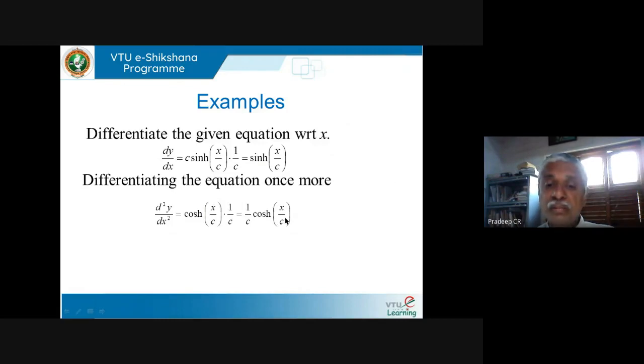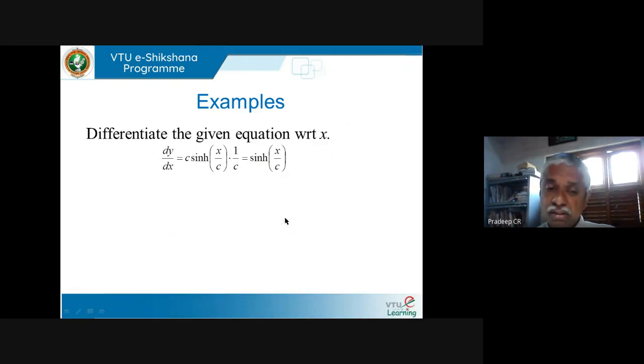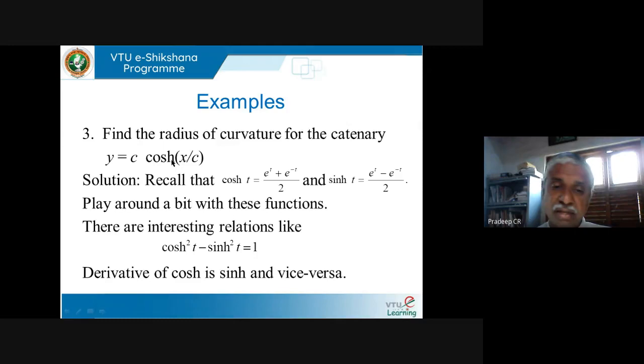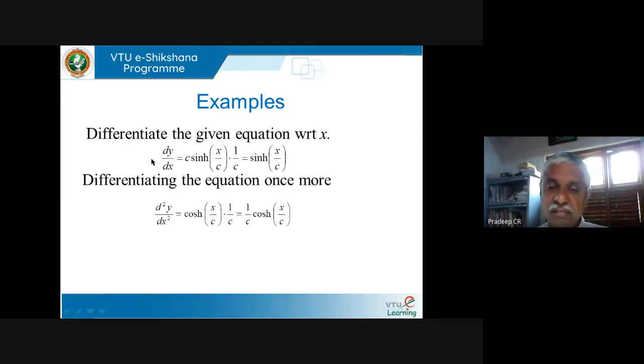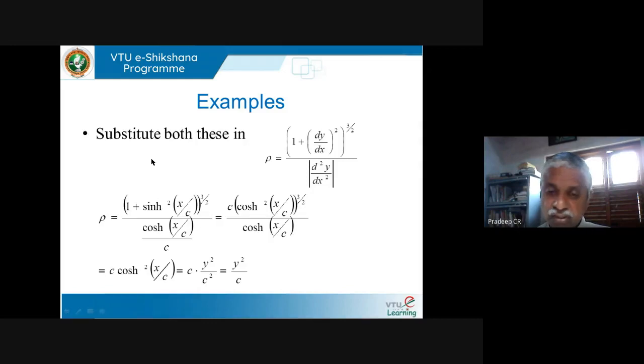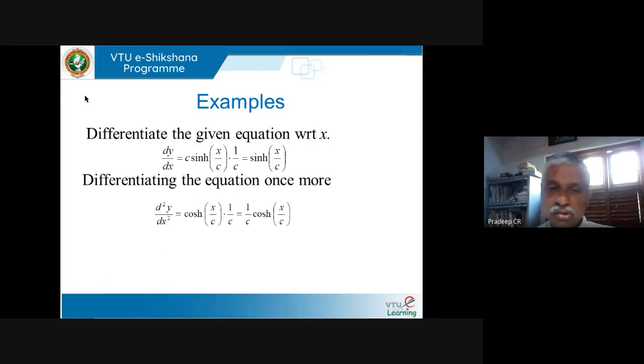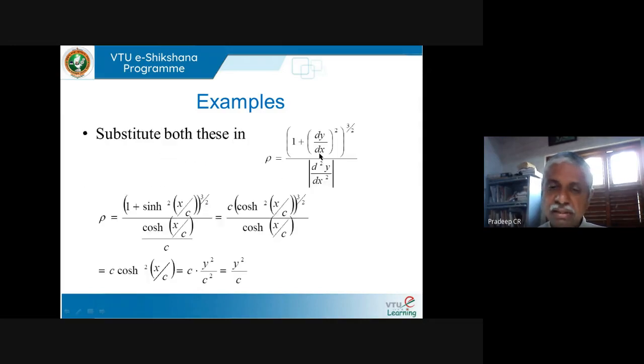But cosh(x/c), by definition, is y/c. Remember this: cosh(x/c) is y/c. I'll want to use that later. So I know dy/dx and d²y/dx². Plug it all into this formula.